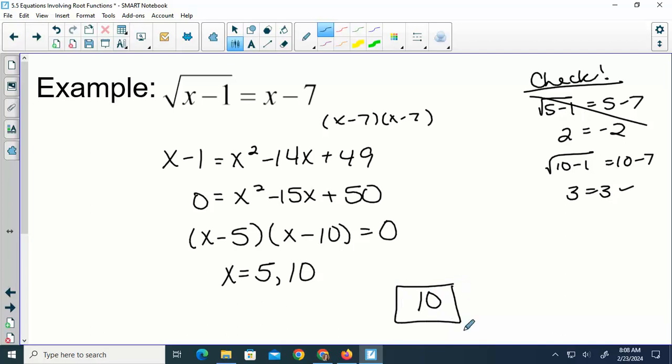Just as a heads up, it's not like you're guaranteed to only get one answer on these. You can have 2 answers, or we might check them and neither one of them works. So you can't just say, oh, I checked one, it didn't work, so the other one has to. You have to check all of your answers. That one okay?